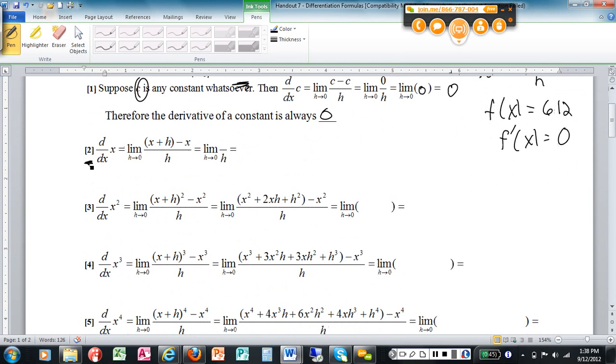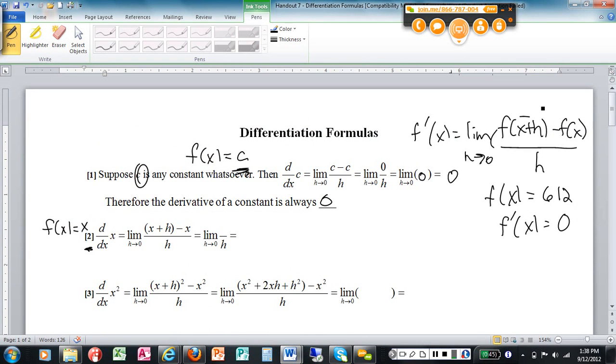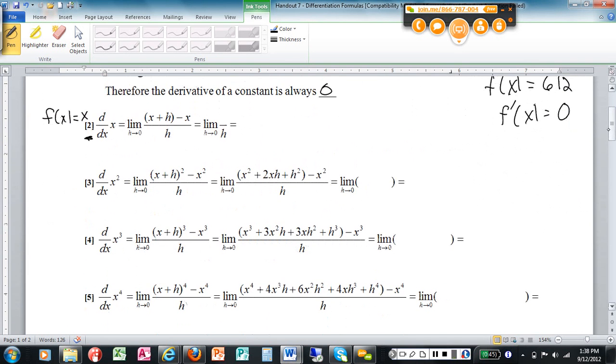Here, d dx of x. That's saying my function is x. I put this all together so it'll go pretty quickly here, hopefully. The limit as h approaches 0, and I'm going back to my limit definition. If I do that when the function is x, isn't this the limit that I'm doing, x plus h minus x over h? Because I'm just plugging in x plus h for x. And so it's x plus h minus x.